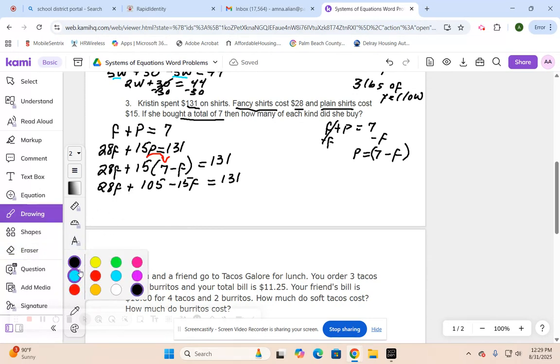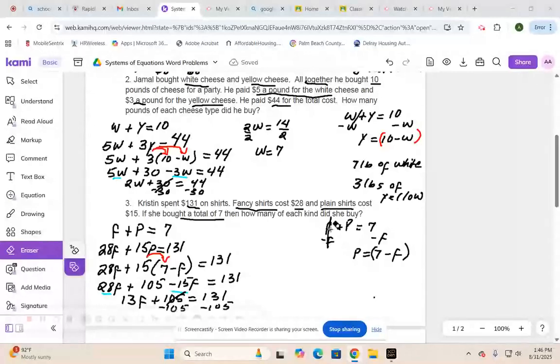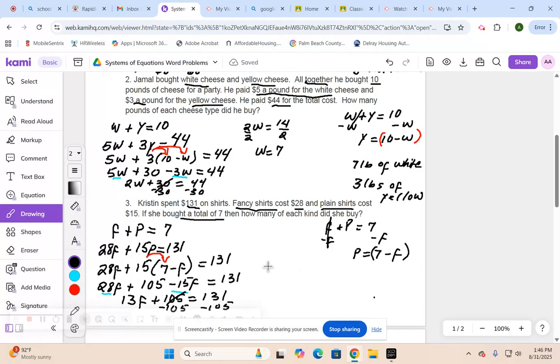We can combine 28f minus 15f, combine these like terms, and we're going to get 13f plus 105 equals 131. Okay, let me just write the results here. So we have 13f equals 26. We'll divide 13 from both sides. It means f equals 2.